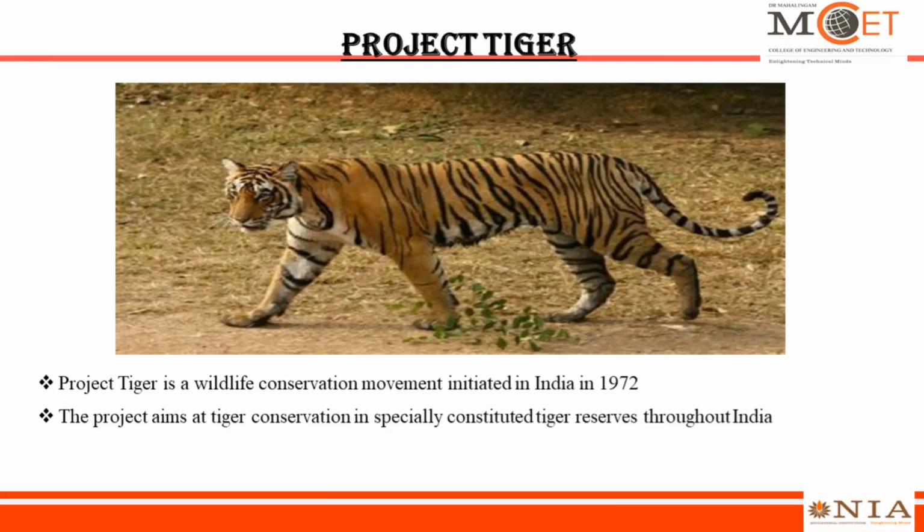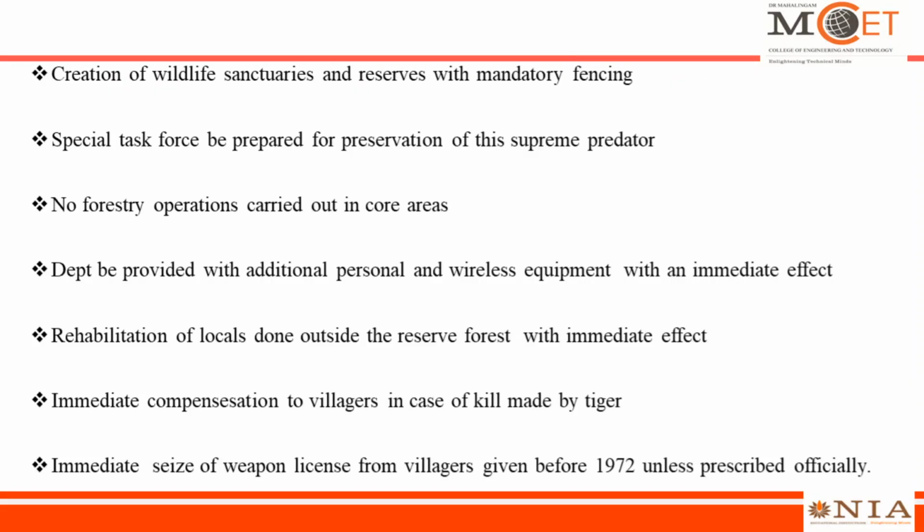So Project Tiger is a wildlife conservation movement initiated in India in 1972. The project aims at tiger conservation in specially constituted tiger reserves throughout India. Creation of wildlife sanctuaries and reserves with mandatory fencing. These are some of the parts of the tiger project. Special task force to be prepared for conservation of this supreme predator.